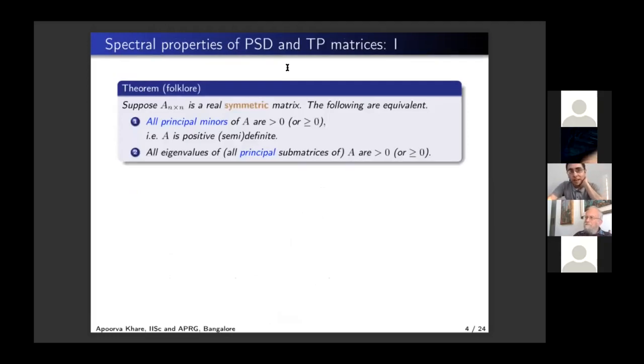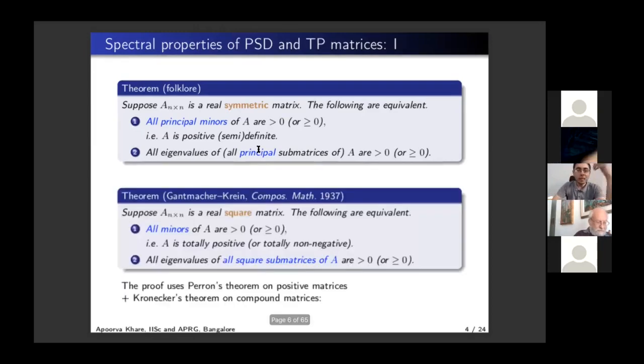Okay, the title should tell you what I'm saying next. This is the folklore result that a real symmetric matrix is positive semi-definite if and only if all the eigenvalues are non-negative, and it is positive definite if and only if all the eigenvalues are positive. And clearly 2 implies 1, because take any principal submatrix, its eigenvalues are positive, their product is positive, and therefore the minor is positive, the principal minor. 1 implies 2 is the non-trivial part.